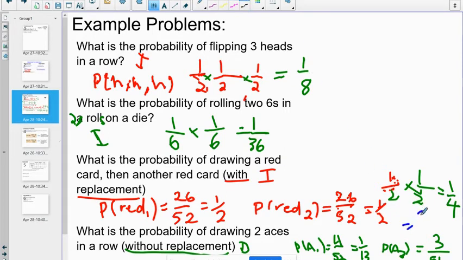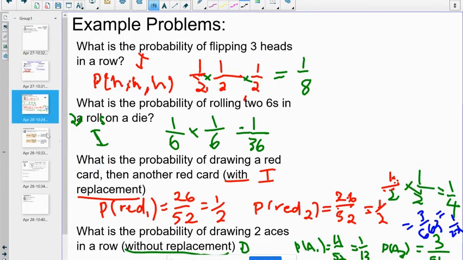3 over 663. But that can be reduced further. You can divide both by 3. So 663 divided by 3 is 221. So then you're left with 1 over 221.